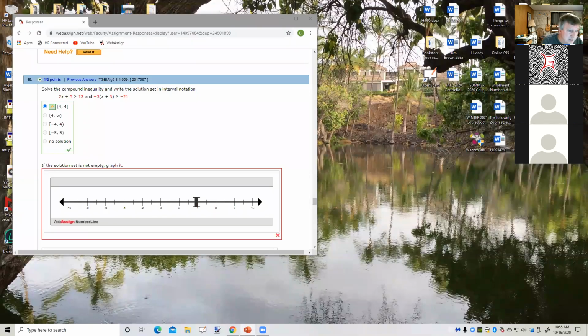Number 19. Solve the compound inequality and write the solution set in interval notation. 2x plus 5 greater than or equal to 13, and -3 times the quantity x plus 3 greater than or equal to -21.